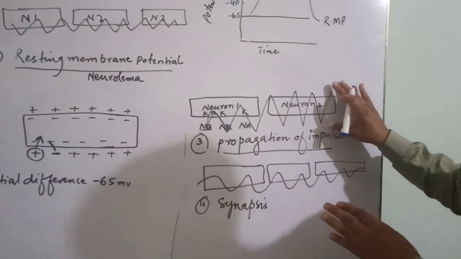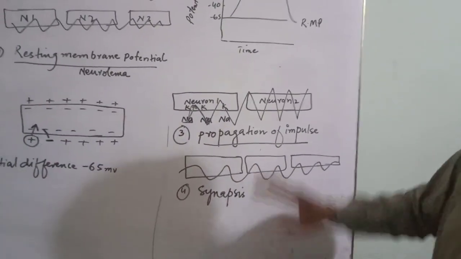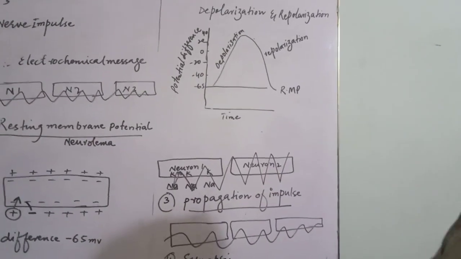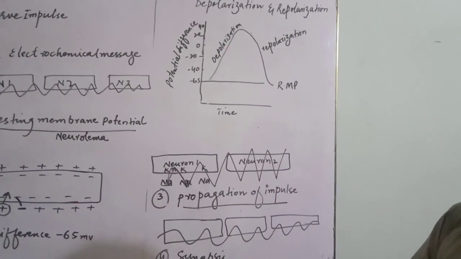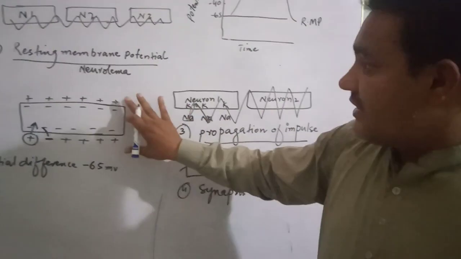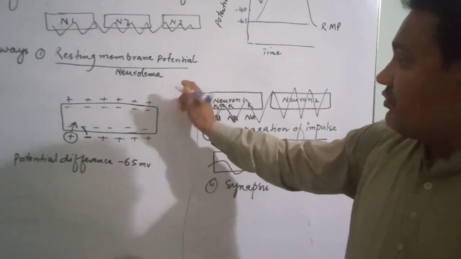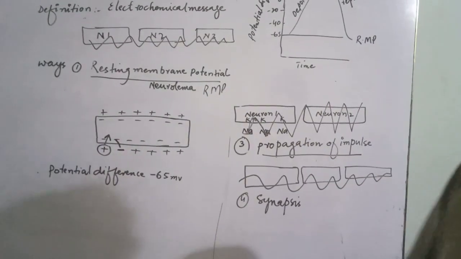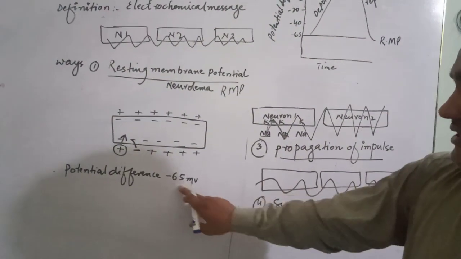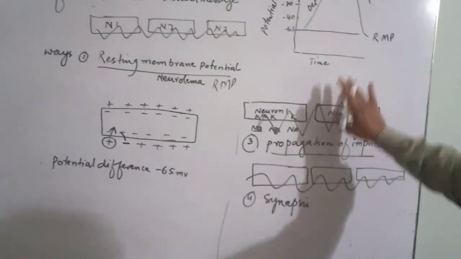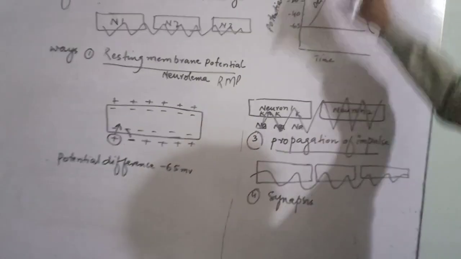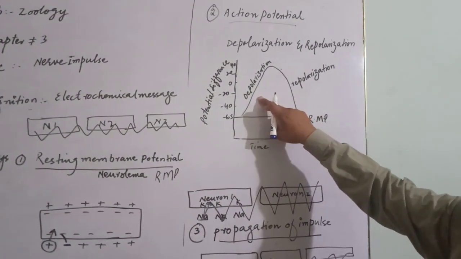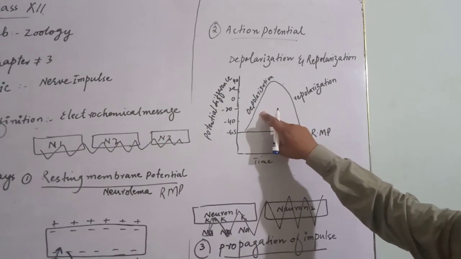Now this membrane or neurolemma is in action potential, so the potential difference changes. During resting membrane potential, also called RMP, the potential difference is minus 65. During action potential, during depolarization, the potential difference changes.